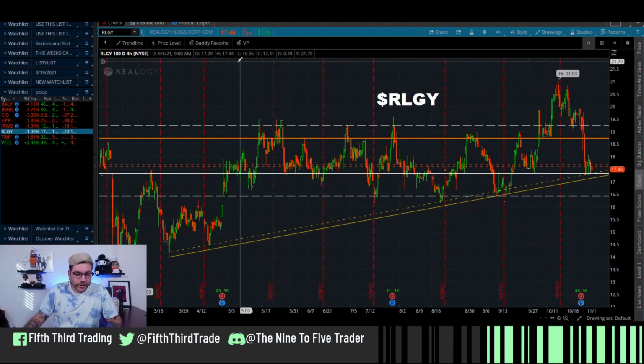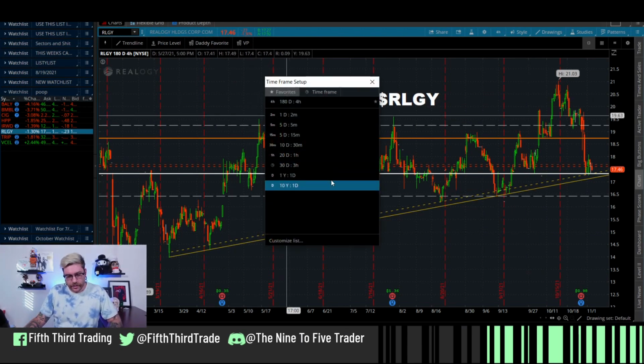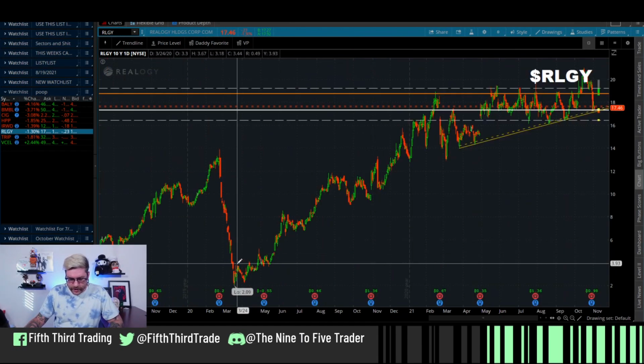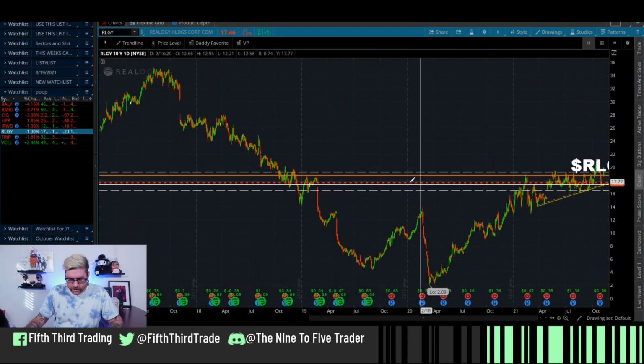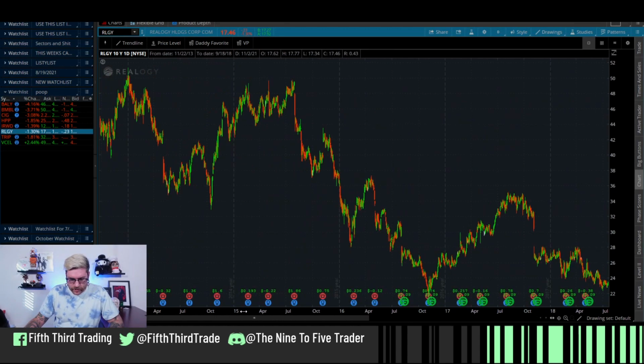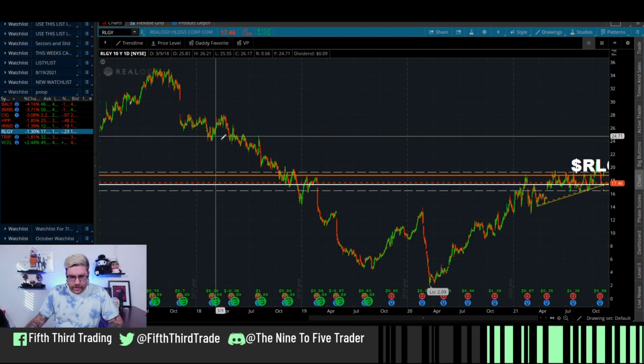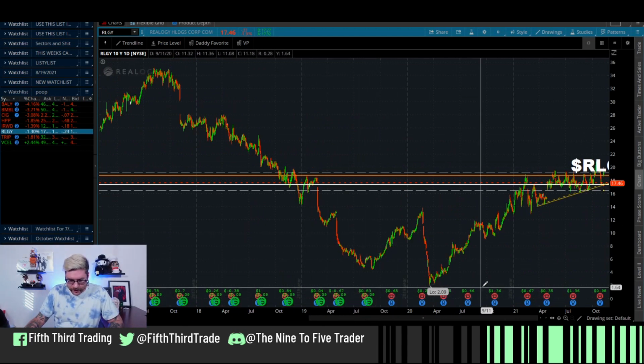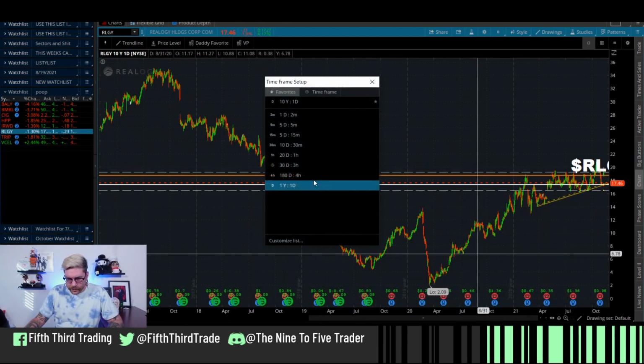Next is RLGY, RGLY Holdings Corp. I'm good at spelling. This is a great looking uptrend. Again, constant higher lows across the board. It's starting to consolidate here, which isn't that concerning at all. Huge sell-off because of dividends that they stopped doing. Now we're seeing some life here.